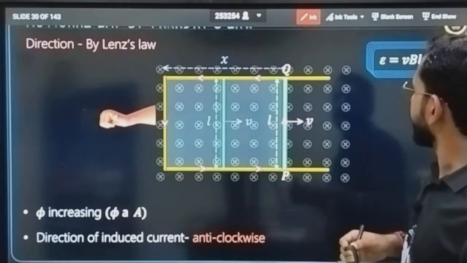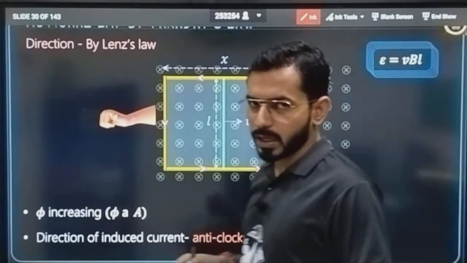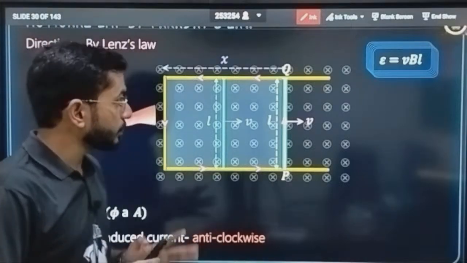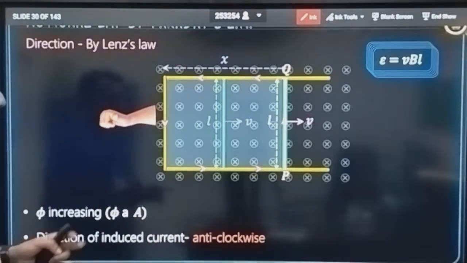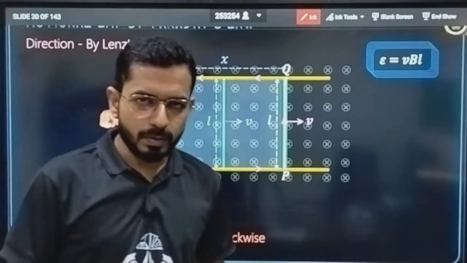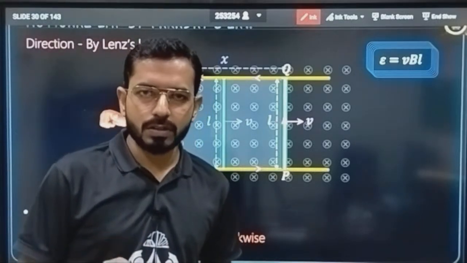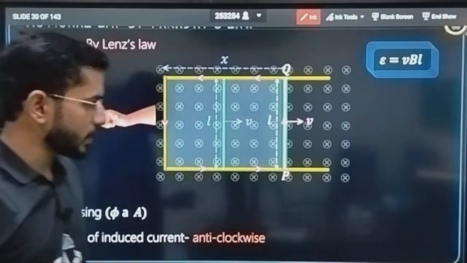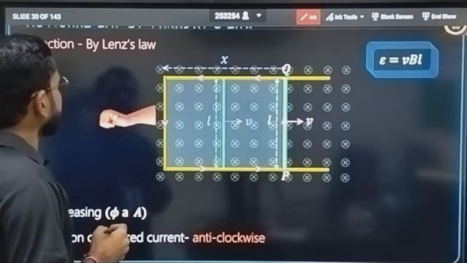Fine. So if I am talking about the direction, how can we find the direction? Direction will be given by Lenz's law, but I've told you a simple trick for finding the direction. Just simply do V cross B, and that's it. It is going to give you the direction. How will you find it?